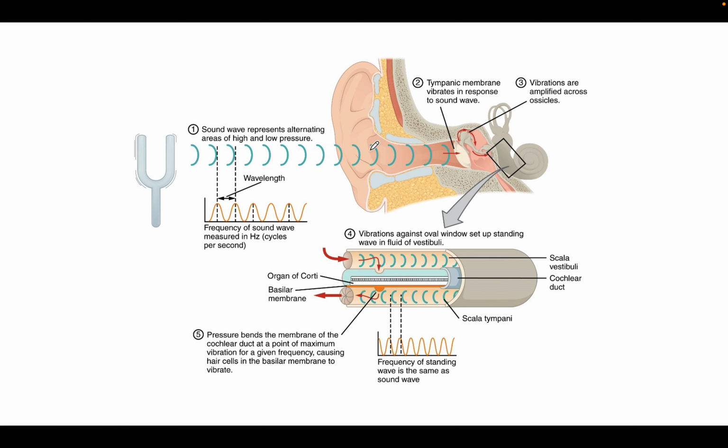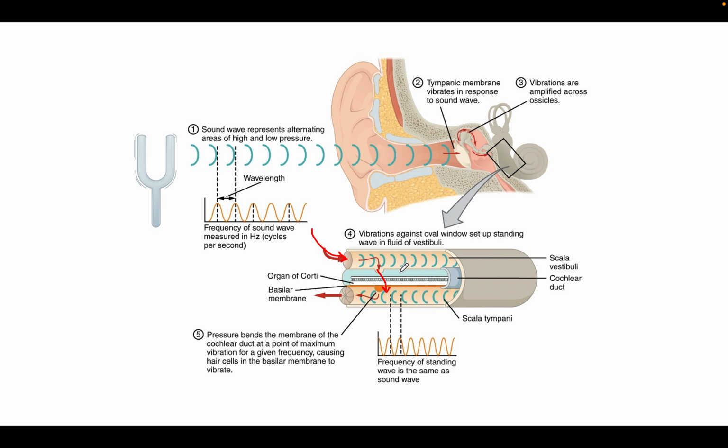So again, we go from the outer ear to the inner ear: tympanic membrane, malleus, incus, stapes. The stapes pushes on the oval window, and that's where we start right here. So we're pushing on the oval window, and we have fluid moving in our vestibular duct. At a certain point, the pressure waves in this vestibular duct are going to be transmitted and transferred across the cochlear duct.